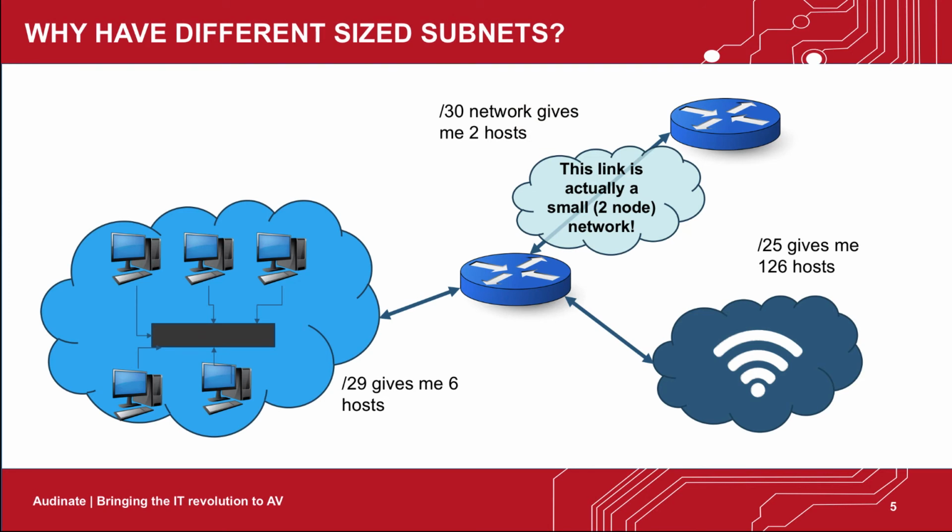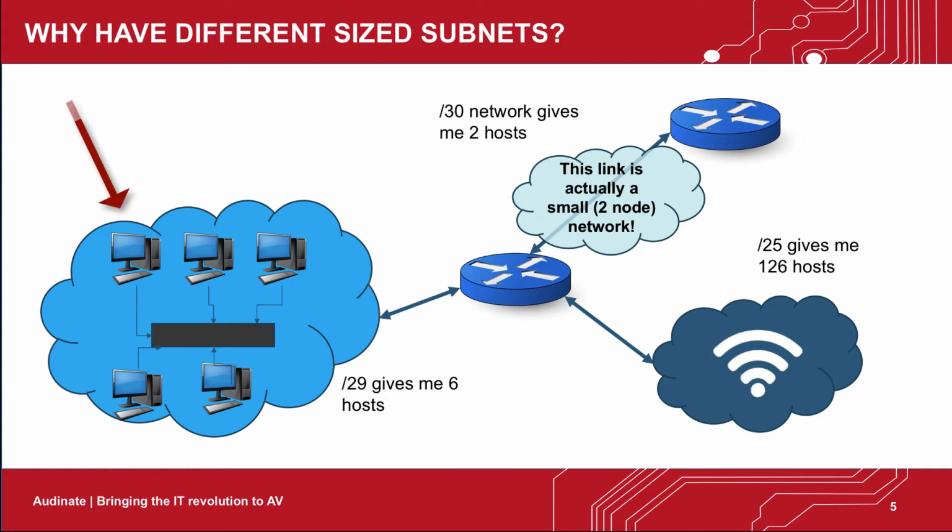So why are we bothered about having different sized subnets? Well, because we have a limited number of addresses, we have to use them efficiently. Suppose I have a Wi-Fi subnet here. Let's say I've got guest Wi-Fi. In that case, I can use a /25 that would give me 126 IP addresses that I can give out to people that just want to use my Wi-Fi.